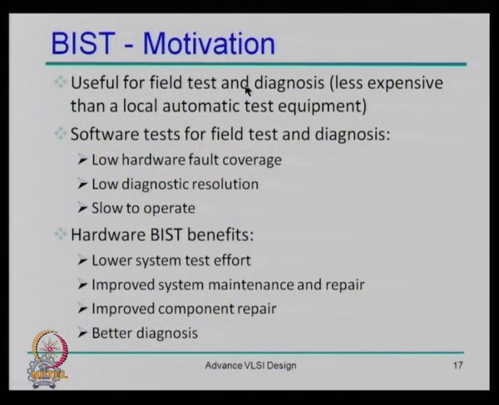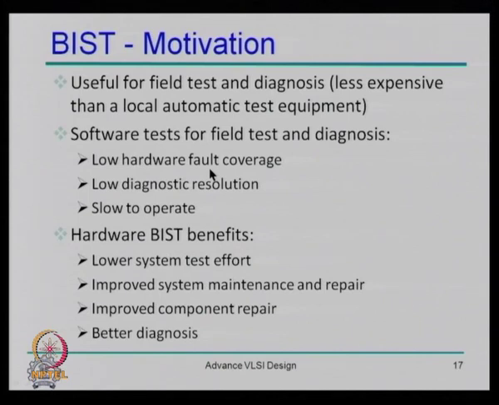But as I said, field test is important for some of the devices. Nowadays when you power on your laptop, it generally does some kind of self test for the memory, sometimes for the processor as well, in order to monitor the health of your system, whether it is good. Generally for diagnosis we use the software test, but if you use the software test, the hardware fault coverage is pretty low.